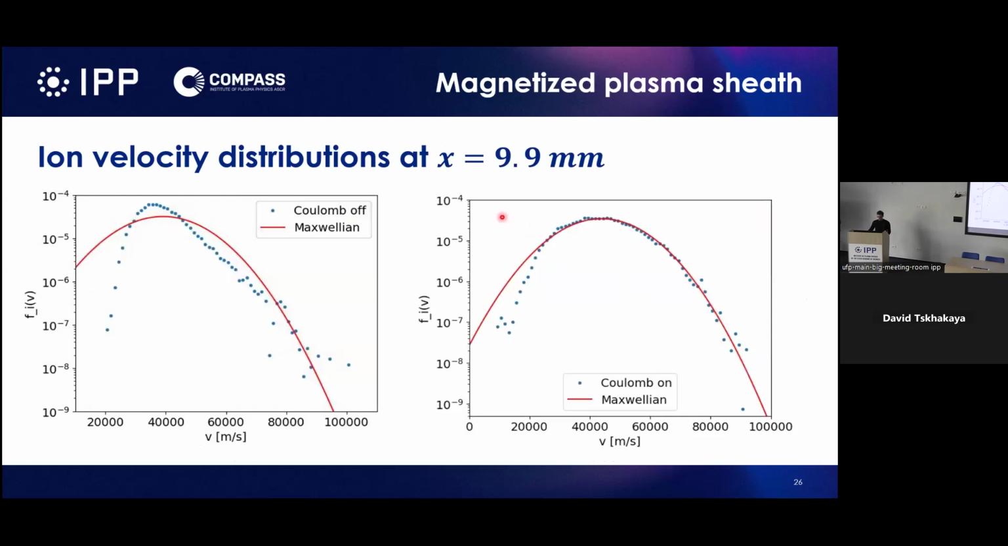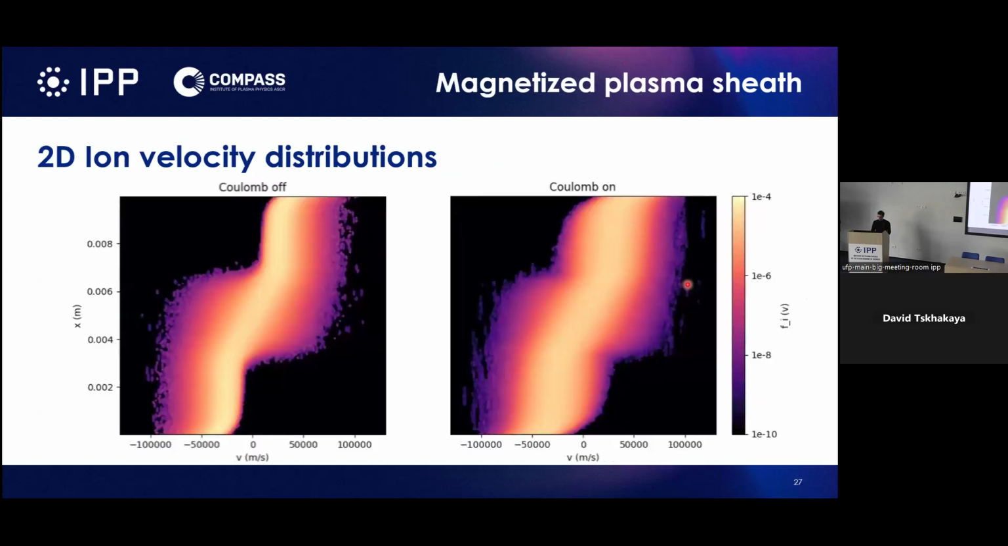We can see, again, a very nice effect of the Coulomb collisions also on the ion distribution functions, where we get a very good Maxwellization when we turn the Coulomb collisions on. And in this case, we can observe that we now also get backwards going ions outside of the source region as a result of the Coulomb collisions.